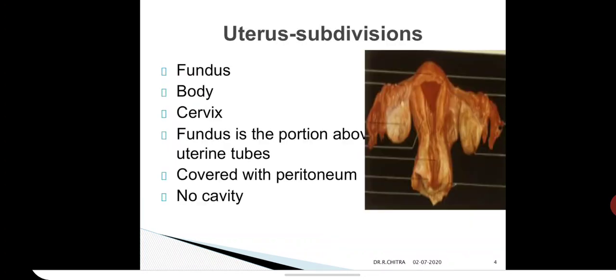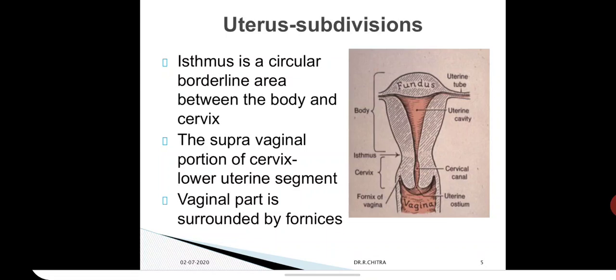Uterus subdivisions. So this is the next heading. Fundus, body, cervix. What is fundus? You see the portion above the uterine tubes. That portion is called fundus. It is not covered with peritoneum and it has no uterine cavity. So that is the fundus. So see again, fundus above the uterine tubes. Then see the next, isthmus is a circular borderline area between the body and the cervix.